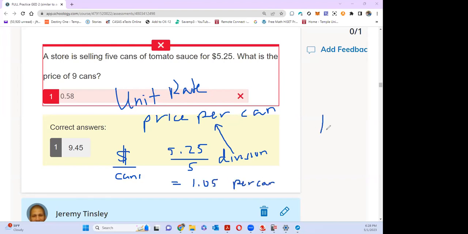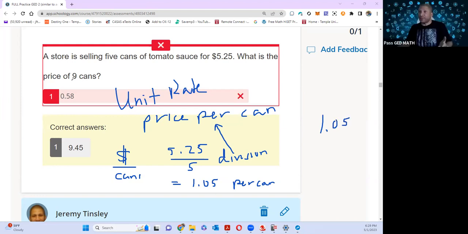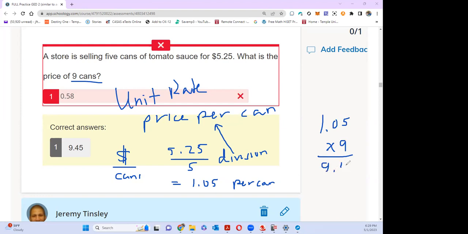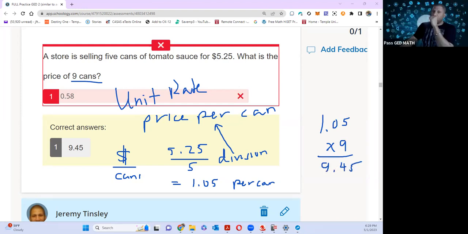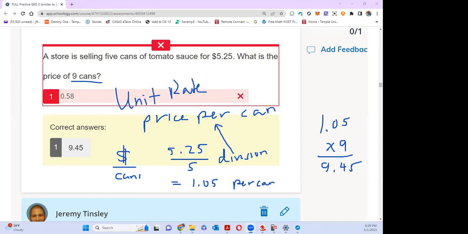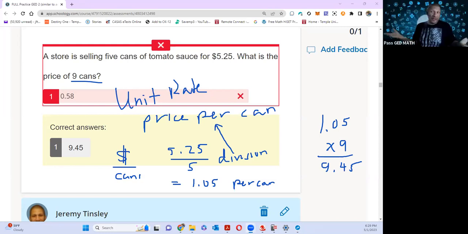Yes, it is. So now I just take $1.05. I need to know how much 9 cans cost. So times 9. 9.45. I'm done. Much easier. So if you see a problem, when you can find a unit rate, find a unit rate.